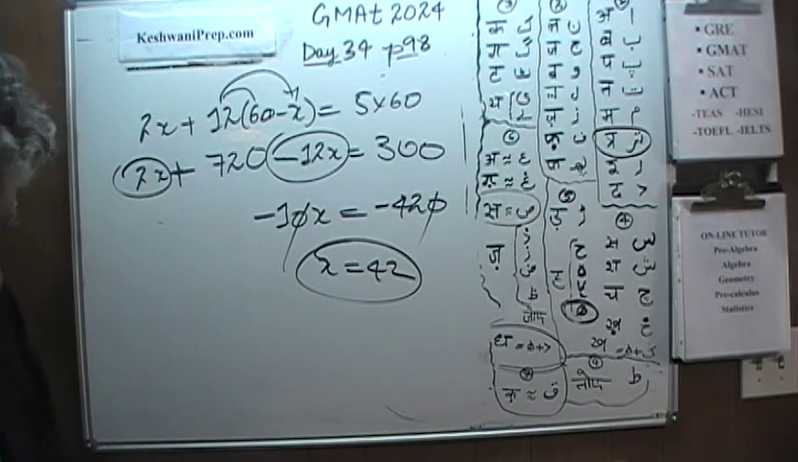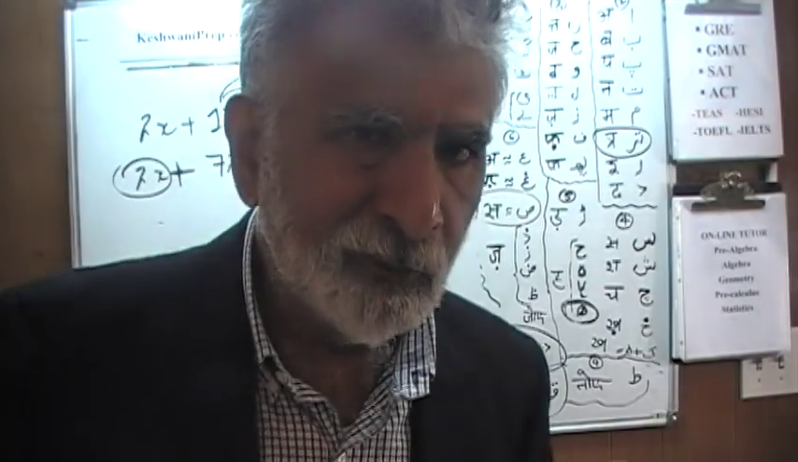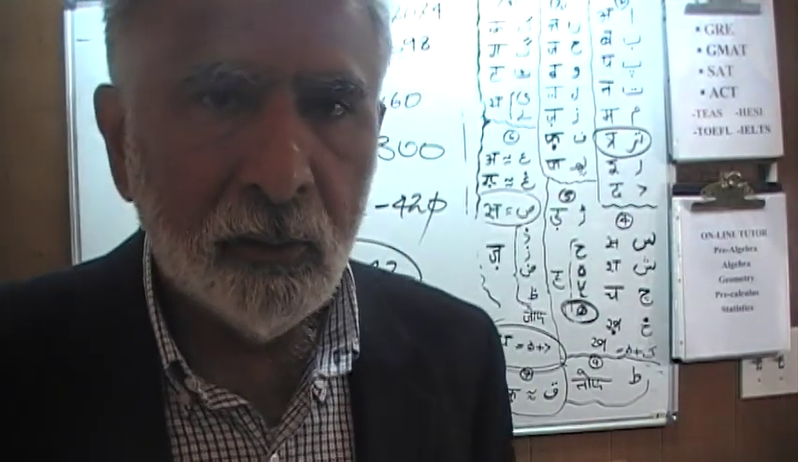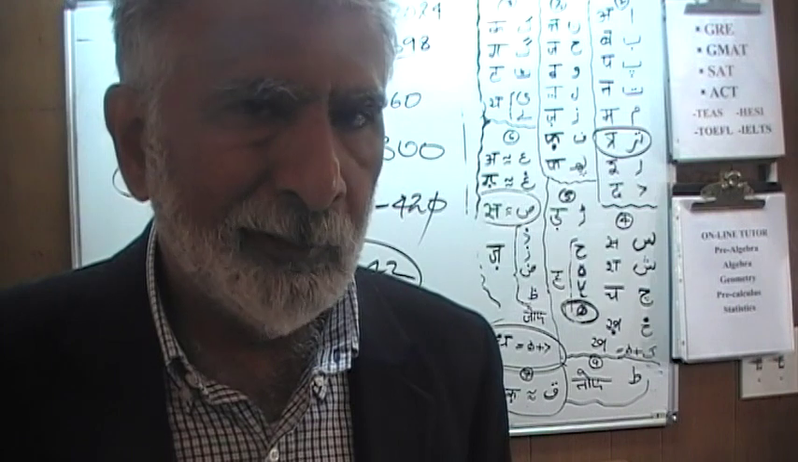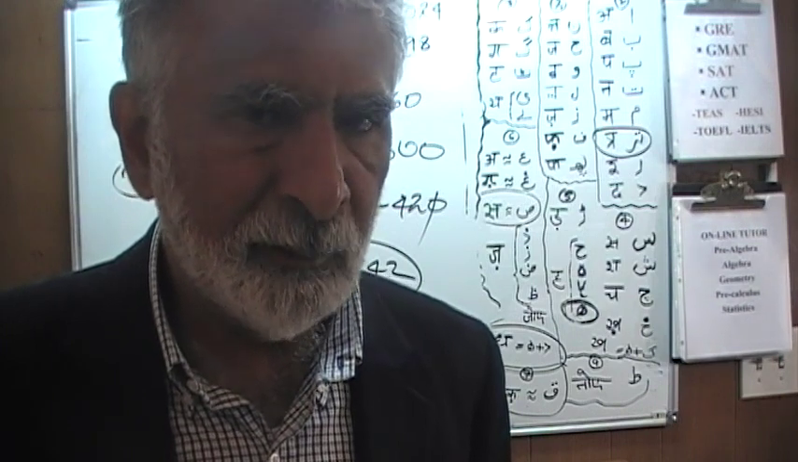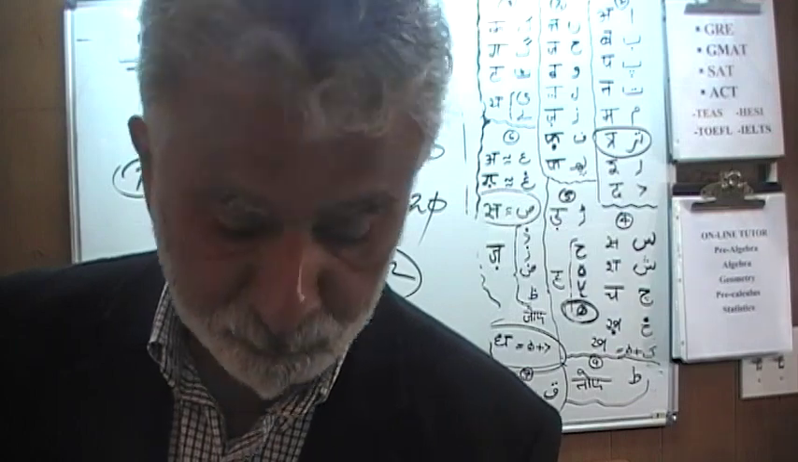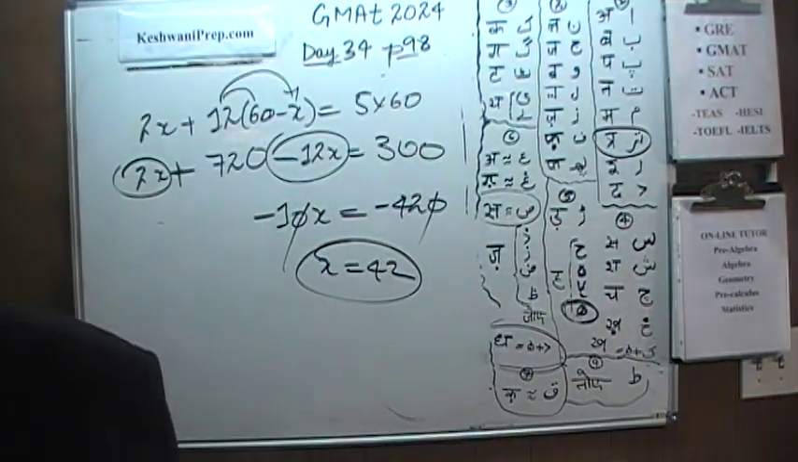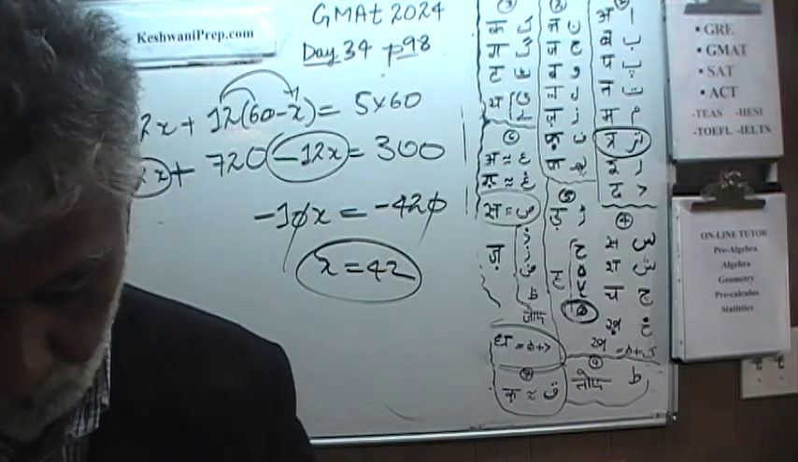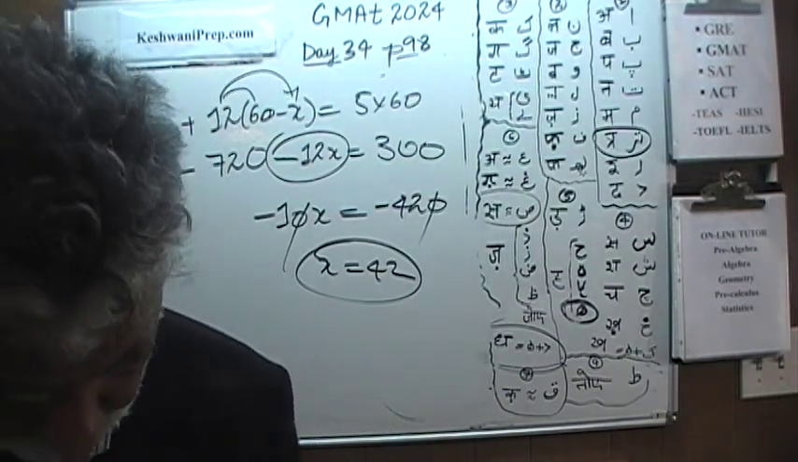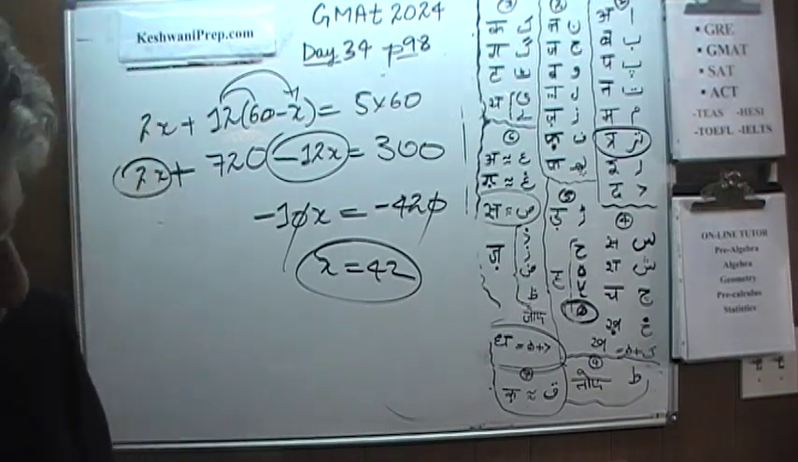In other words, we need 42 liters of the weaker solution to combine with the 18 liters of the stronger solution. If we mix them in that way, then the final solution of 60 liters will have a strength of 5%. That was number 154, the last problem on the first column there. We're going to call it a day today. Actually, no, let's do one or two more. Let's do a couple more.